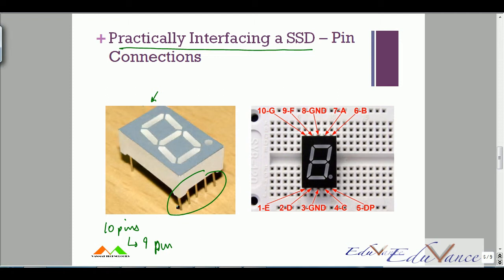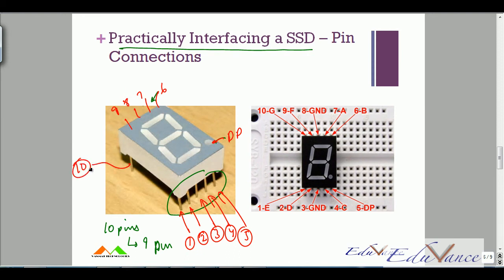Now, if you hold the 7-segment display such that your display point is towards the bottom right of your hand, then this particular pin is your pin number 1, the second pin is pin number 2, pin number 3, pin number 4, pin number 5, 6 would be here, 7, 8, 9 and 10. Now, if you look at this figure, that is exactly what I'm trying to say.